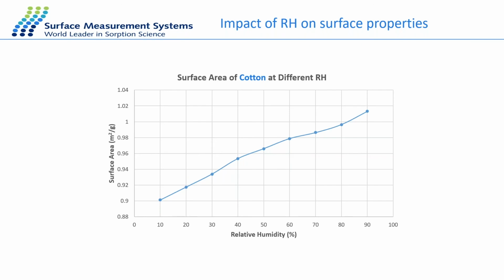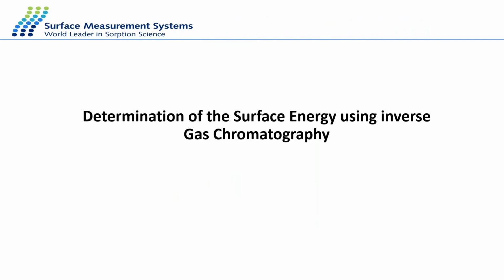Here's an example, in the case of cotton, of how the humidity affects the surface area. In this case, you can see that the surface area is increasing because water absorbs into the cotton filaments and increases the distance between the filaments. So the effect of the humidity always depends on the sample.